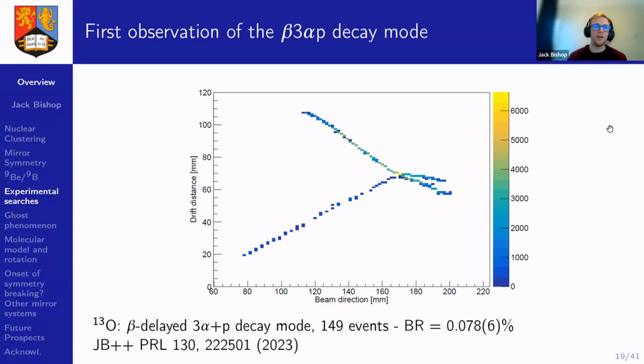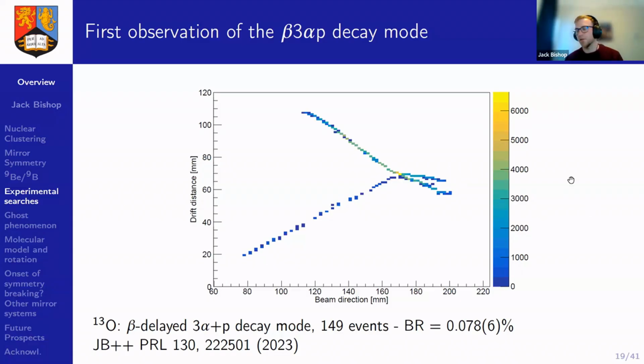So this is an example of a real event. This is a 2D projection of the 3D image we see. The decay is taking place around about where the cursor is, where the yellow part is. These heavier tracks here correspond to the alpha particles, and this light blue one here that's going off towards the bottom left is our proton.